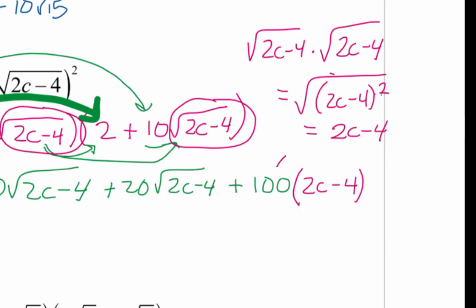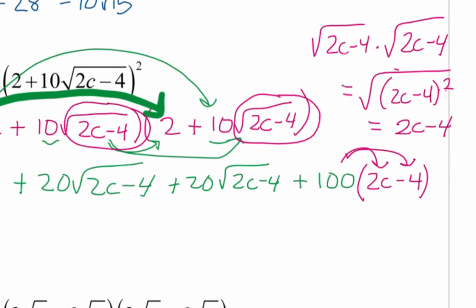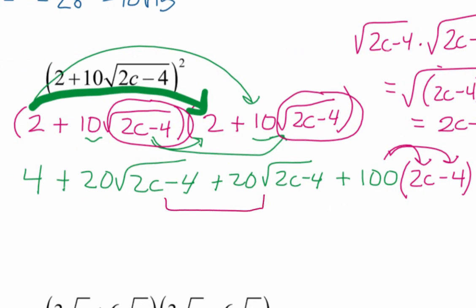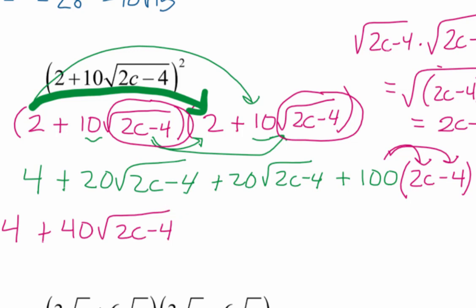So we can actually distribute this 100. I know there's a lot of algebra to this one, and we can add those two together, right? So I have this 4 plus 40 square root of 2c minus 4, and then I have plus 200. Oh, that looks kind of weird, doesn't it? Let me erase this. Okay.